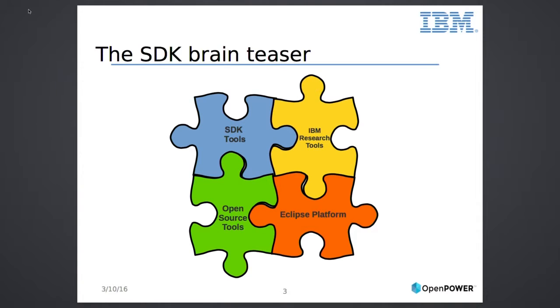Looking at what the SDK is, there are four main parts of the SDK. So the first is the tools that we develop internally. There are tools developed by IBM Research from the guys located in Haifa, Israel. There are a bunch of open source tools we rely on, and all those tools integrated into the Eclipse platform.